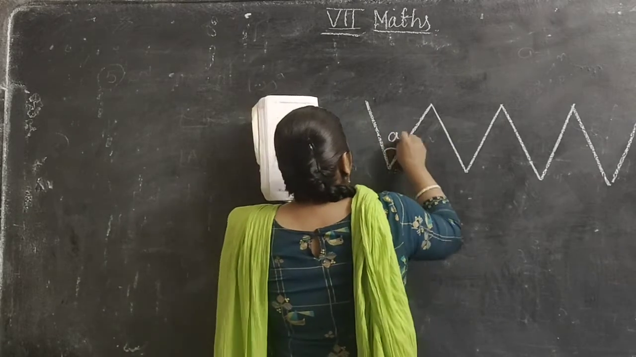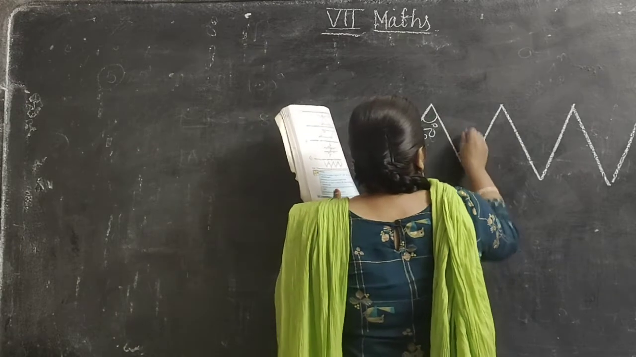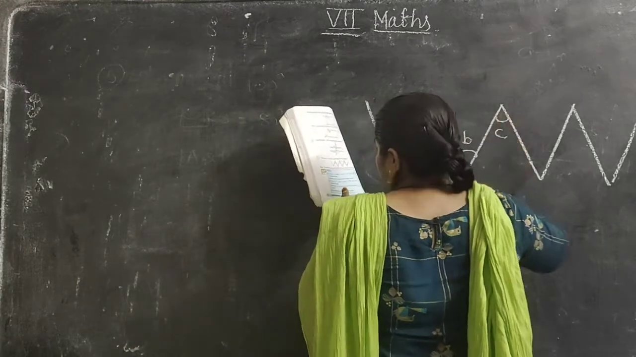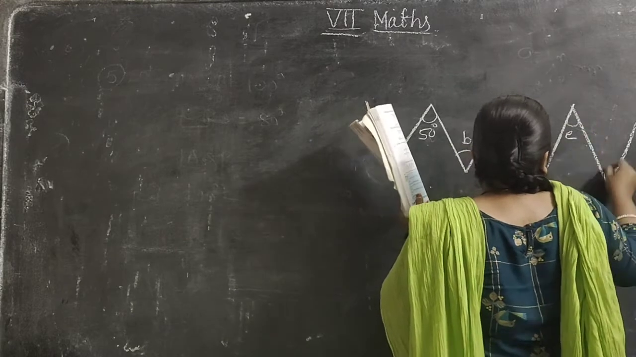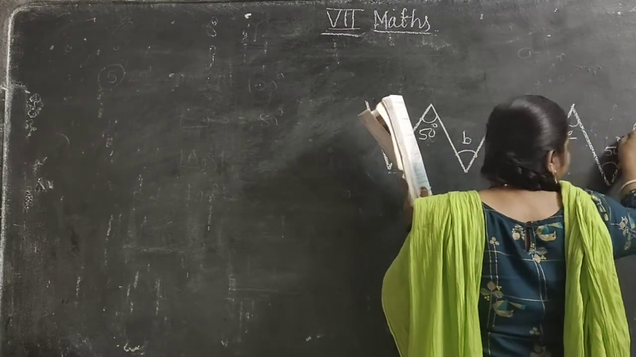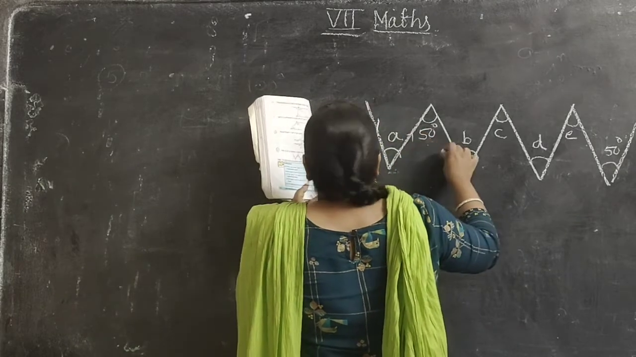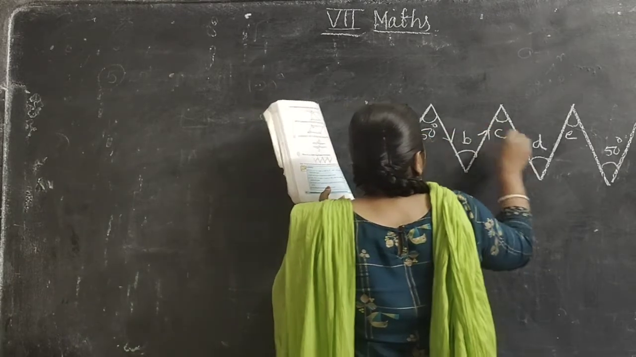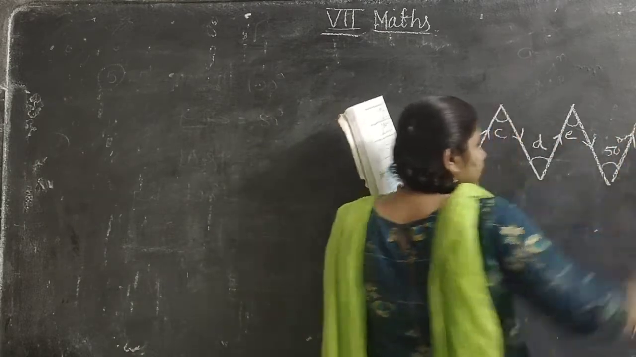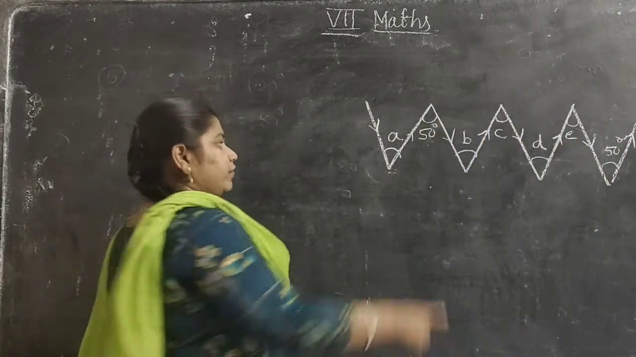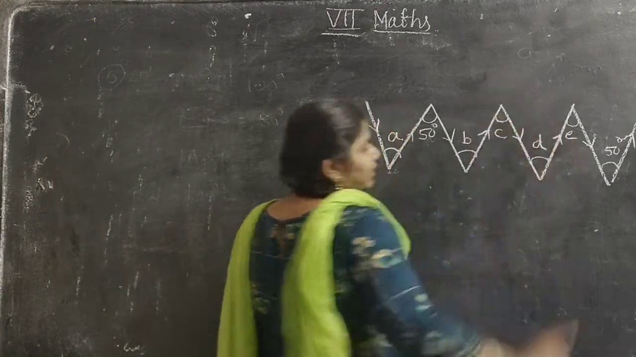This is A, angle A. This angle they have given us 50. B, C, D, E. Again this value is 50 degrees. So this is like this. They have given the arrow marks. Okay, so now what do we have to find? We have to find angle A, angle B, angle C, angle D and angle E values.